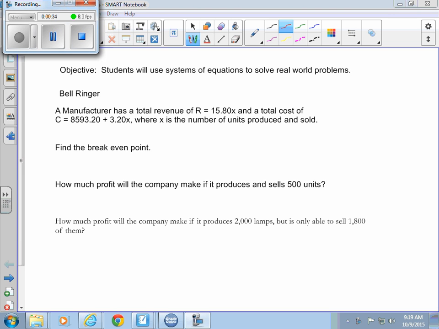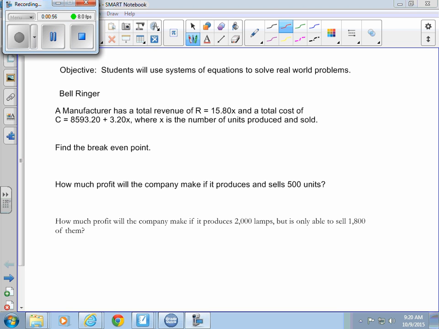The cost is 8,593.20 plus 320 times X, where X is the number of units produced and sold. Find the break-even point. Wouldn't that be where those two lines intersect? Okay, so this one is set up to solve it graphically. So put those in your calculator and find the intersection.